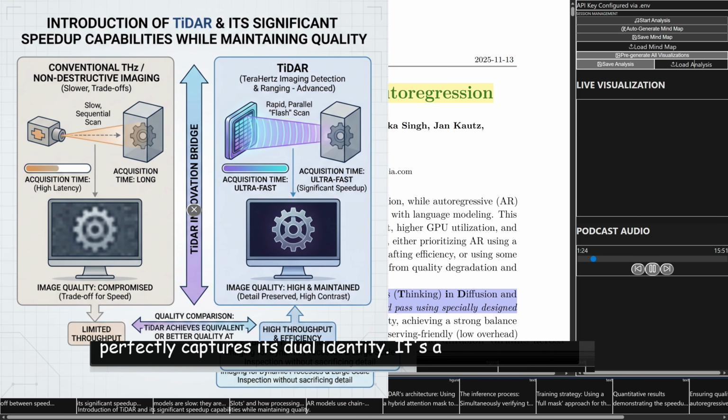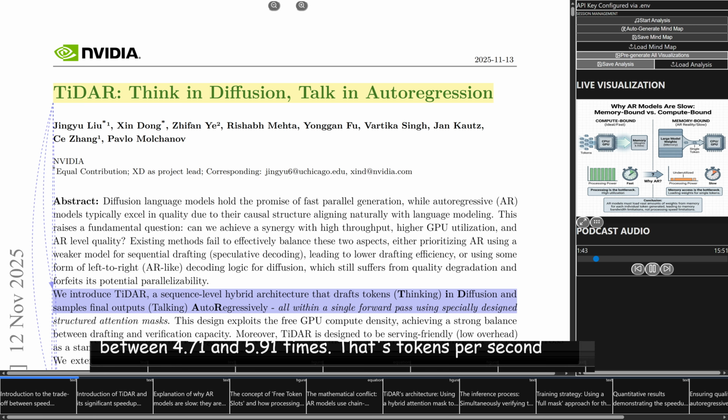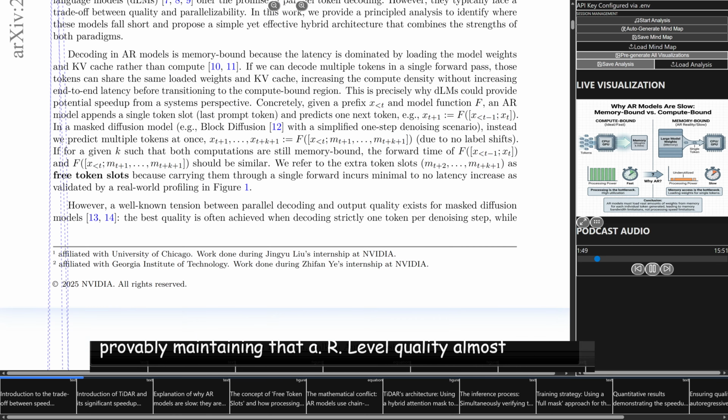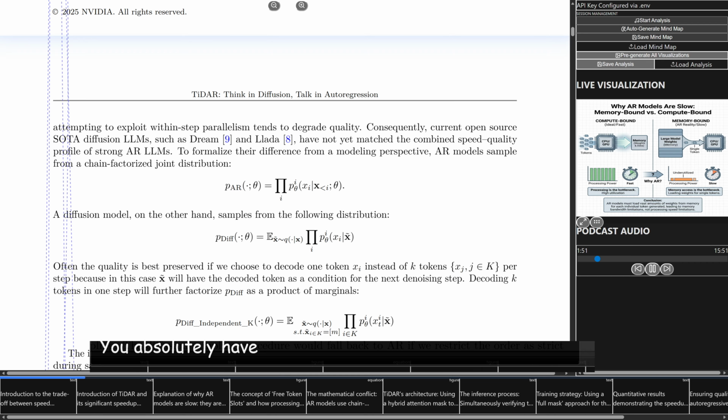It's a really beautifully engineered solution, and it targets very specific system inefficiencies. And the reason this is so important is the performance jump you get. Get this. TiDAR achieves a measured relative throughput speedup of between 4.71 and 5.91 times. That's tokens per second. A huge jump. And it does this while, and this is the key part, provably maintaining that AR level quality. Almost 6 times faster. Right. We absolutely have to understand how they did this.